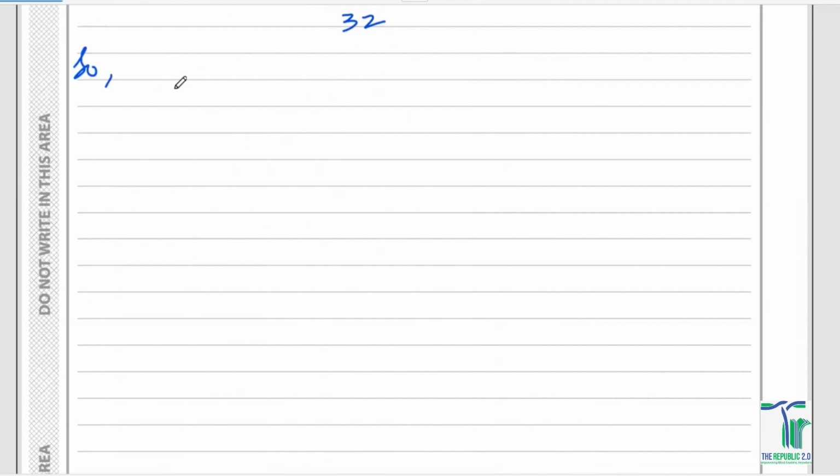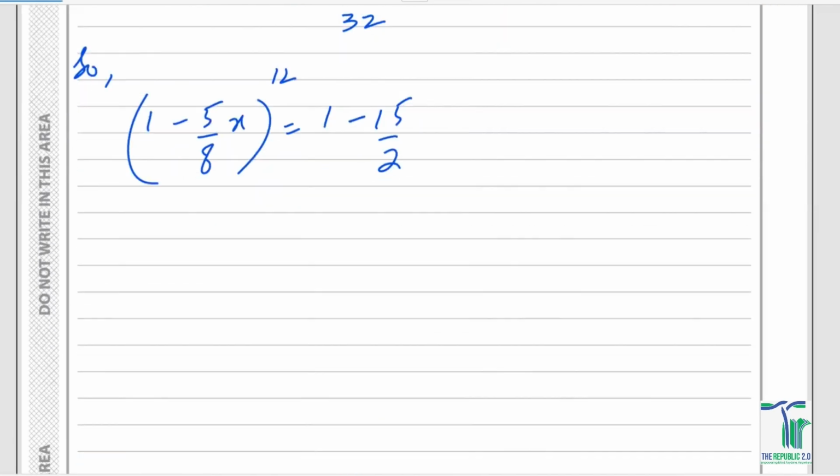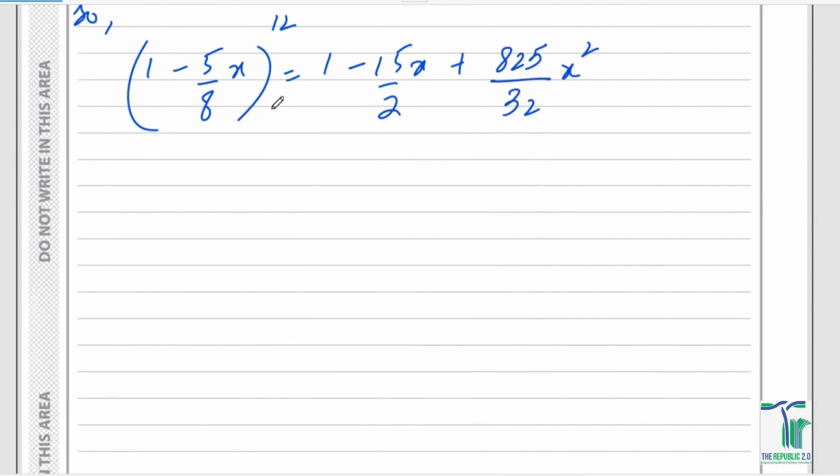So first of all, the expansion of (1 + ax)^12, since a was negative 5/8, so it would be (1 minus 5/8 x)^12. It would be equal to, if I just write it down again, 1 minus 15/2 x plus kx squared. What is the value of k? k is 825 divided by 32 times x squared. Got it? So you'll have this value, right?